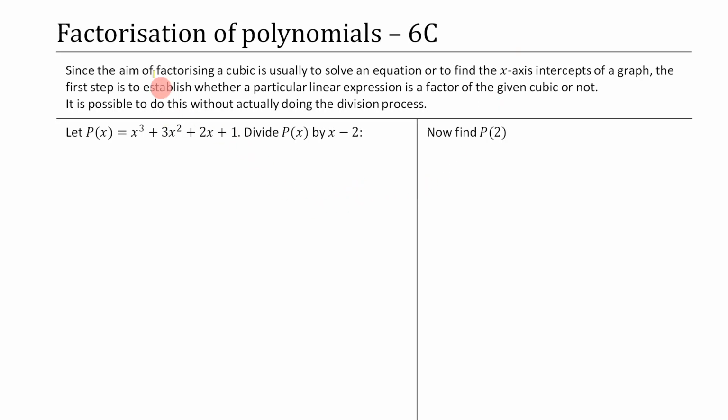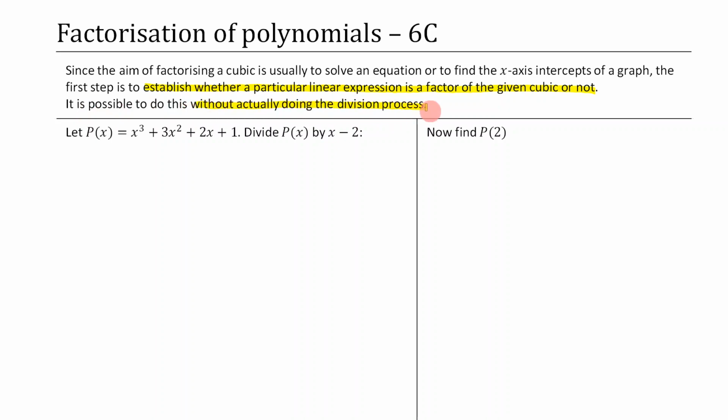Welcome. So in this lesson, we're going to be talking about factorization of polynomials, which is exercise 6c. It says, since the aim of factorizing a cubic is usually to solve an equation or to find the x-axis intercepts of a graph, the first step is to establish whether a particular linear expression is a factor of the given cubic or not. It is possible to do this without actually doing the division process.